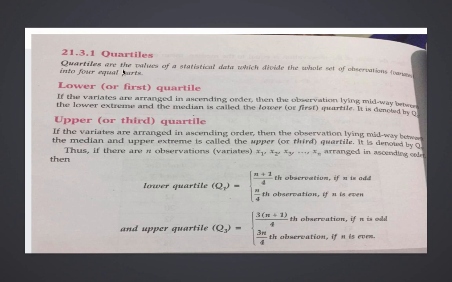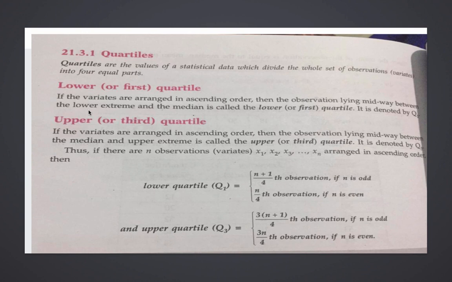How? Let's understand. Quartiles are the values of statistical data which divide the whole set of observations or the variates, all the variates that are given. Whether 7 variates are given or 6 values, whatever set of observations or variates is given, it divides it into 4 equal parts. How many parts, students? 4 equal parts. Clear? What does this mean? It simply means whatever data is given, whatever the number of observations or variates, it divides it into 4 equal parts. Fine.